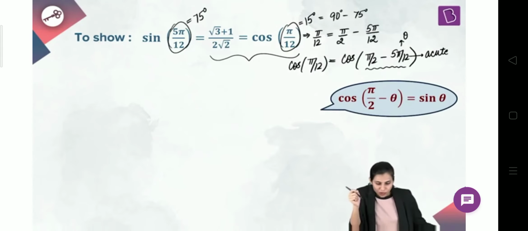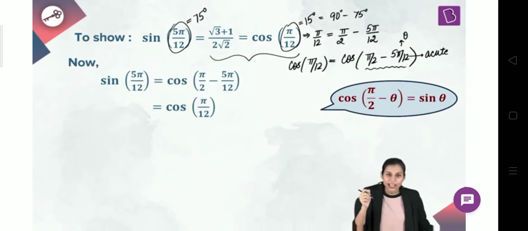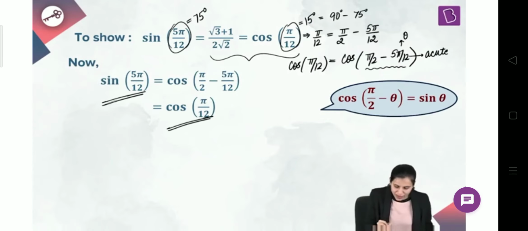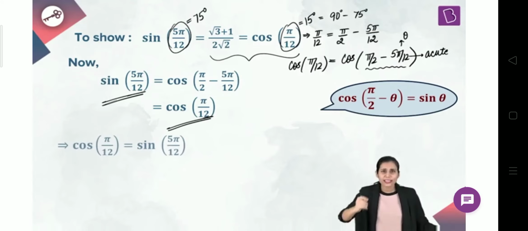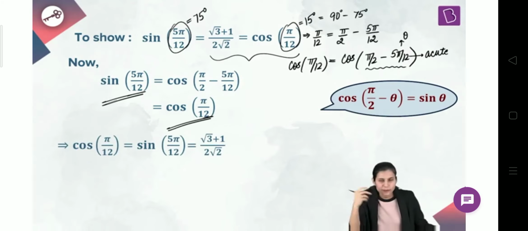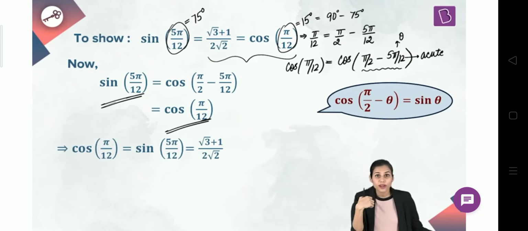That means what? Cos pi by 12 is actually nothing but equal to sine 5 pi by 12 only, whose value we just computed, which came out to be root 3 plus 1 by 2 root 2. That means bingo. We were thinking initially that we have to find the value of sine 5 pi by 12 as well as cos pi by 12. But the great thing is they both have the same value equal to root 3 plus 1 by 2 root 2. And that's the fantastic observation about this question.